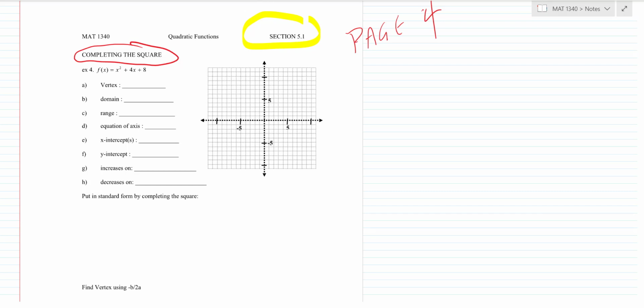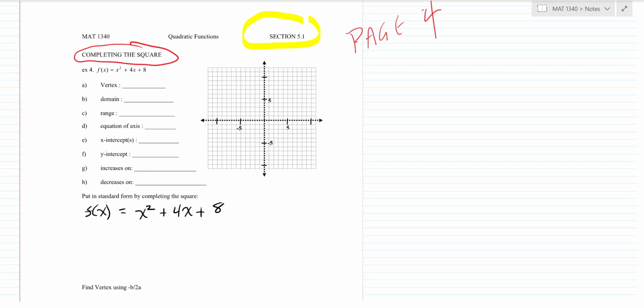Okay, so what I would suggest you do is go down to this bottom right here and write the problem out. We've got f of x equals x squared plus 4x plus 8. I'm going to show you 2 ways to find the vertex. The vertex is where the parabola comes together, so we're going to be looking at that.